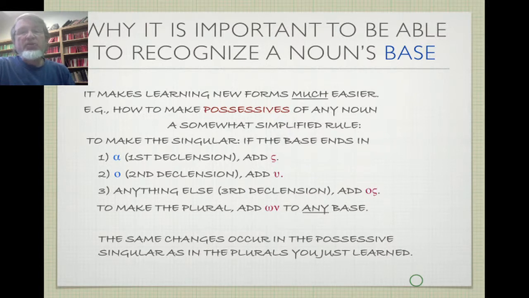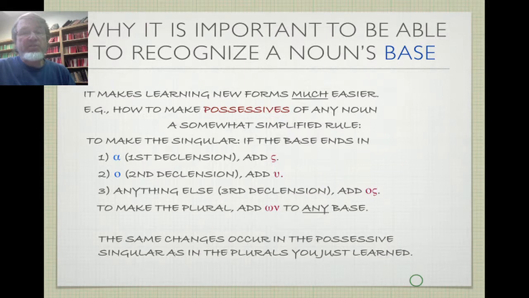So, let me just quickly show you that in the next chapter, Chapter 4, you're going to learn what are called the genitives, and which we might now schematize as possessives, like the boy's dog. And I can simply tell you how to form all of those, all 54 nouns and their plurals in the genitive. If the base ends in alpha, this is a bit simplified, add sigma. If the base ends in omicron, add upsilon. If the base ends in anything else, add omicron sigma. Those make the genitives.